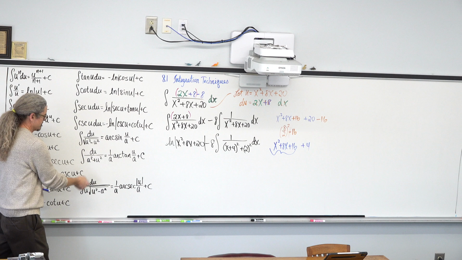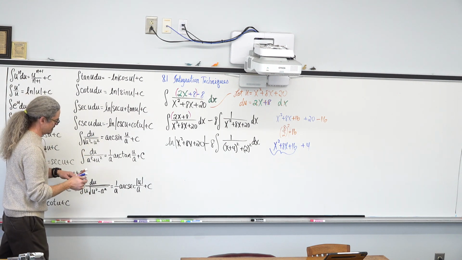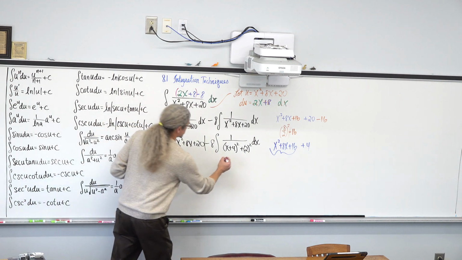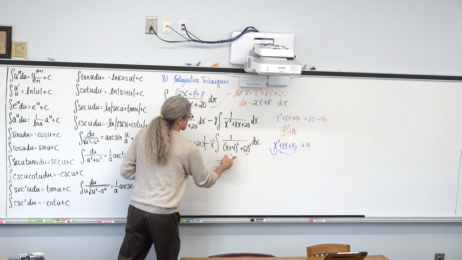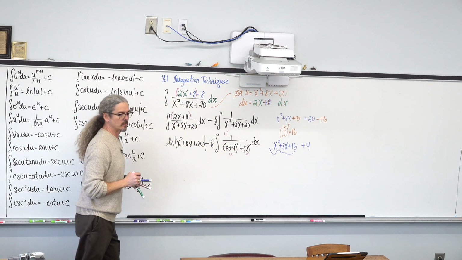And you guys know I don't like to do full-blown u sub with these integrations that involve formulas with inverse trig functions. So I'm just going to identify this. This is my u, this is my a, and just to double check, if u is x plus 4, then u prime is, of course, equal to 1.